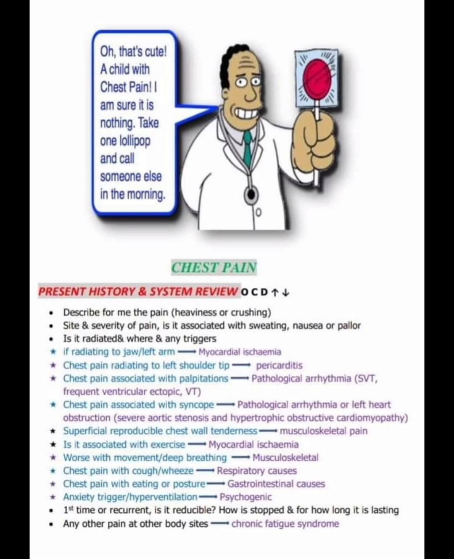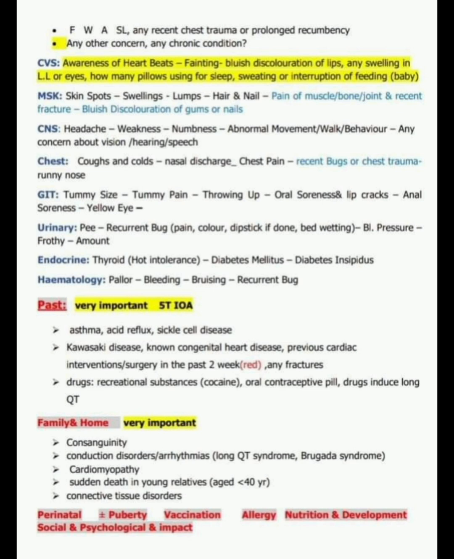So, is it the first time or recurrent, is it reducible, how does it stop and for how long does it last? Any other pain at other body sites, like chronic fatigue syndrome associated with it. We will ask in the history about FWASL. The FWASL mnemonic is fever, any weight loss or weight gain, and activity, sleep, and any lymph nodes. Now, any recent chest trauma or prolonged recumbency. Any other concerns, any chronic conditions associated with the chest pain or not, we will ask.